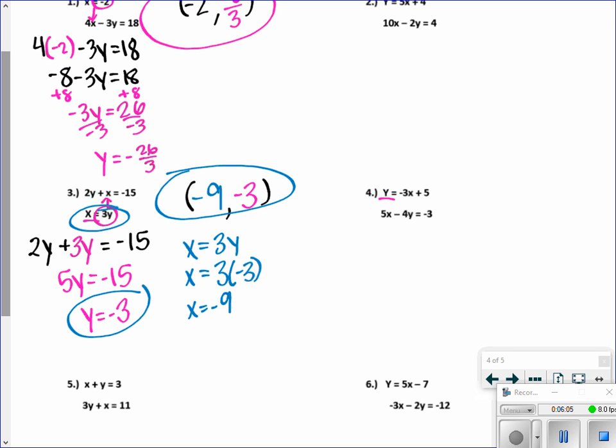That means y in the second equation is getting replaced. It is being substituted with that other side of the equation, that expression of the negative 3x plus 5. So we're rewriting that second equation, which is 5x minus 4, but instead of 4 times y, it's 4 times negative 3x plus 5, and then equals negative 3.